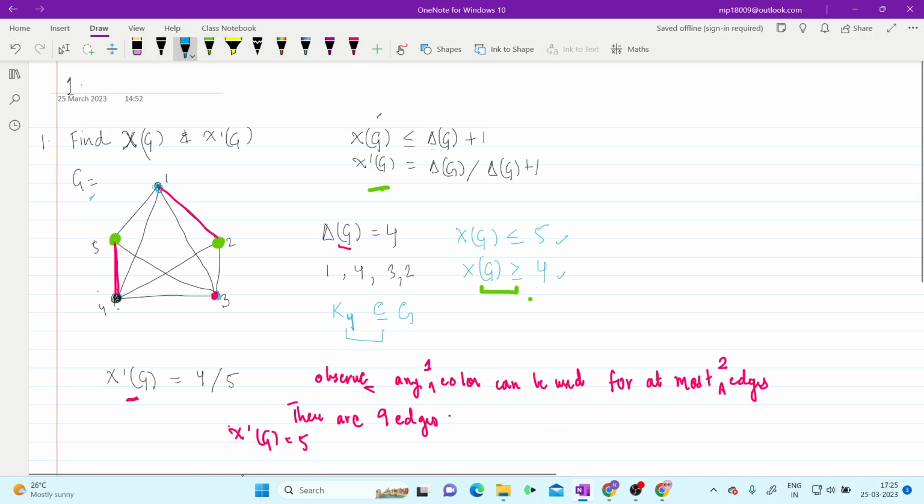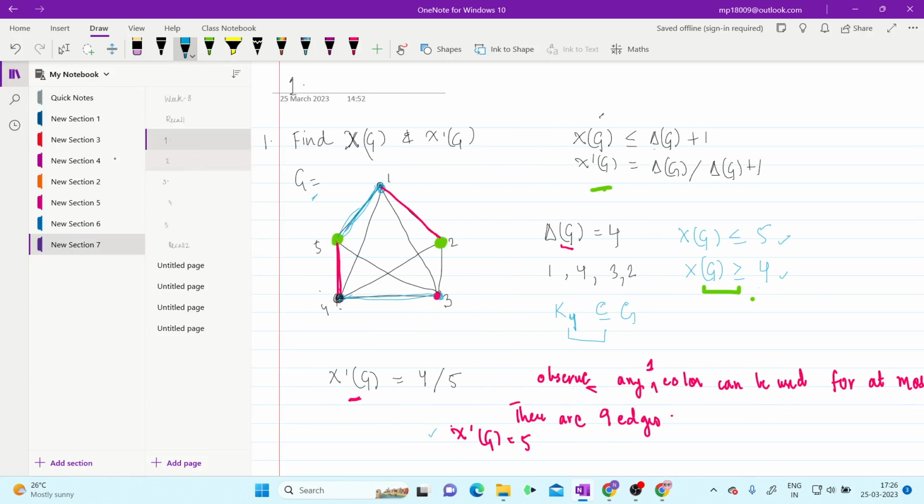So we can basically color it with 5 colors. Since I have used one color, now I have to take some edge which is not using either of these, and so we can see that we'll be able to color it with 5 colors. Okay, so now next question.